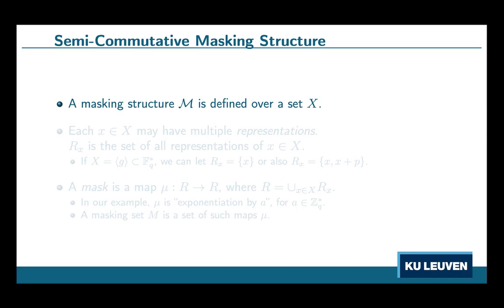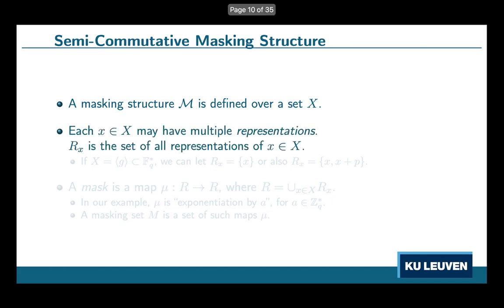So a semi-commutative masking structure is first of all defined over a set X. So we're going to act on a set of elements. Now, each element in this set can be represented in a different way within our structures, and we label by Rx the set of all representatives of a given element. So to take as a running example the discrete logarithm setting, we can let the set be the cyclic group of points of order p within the field Fq.